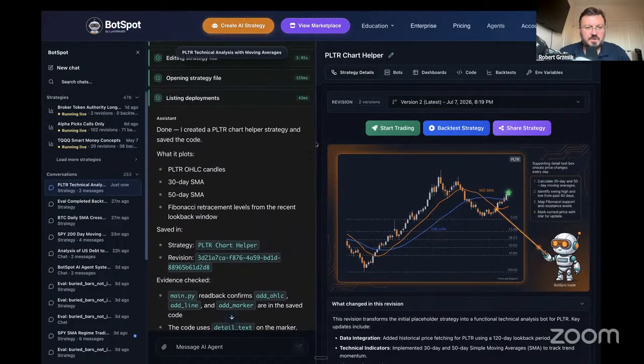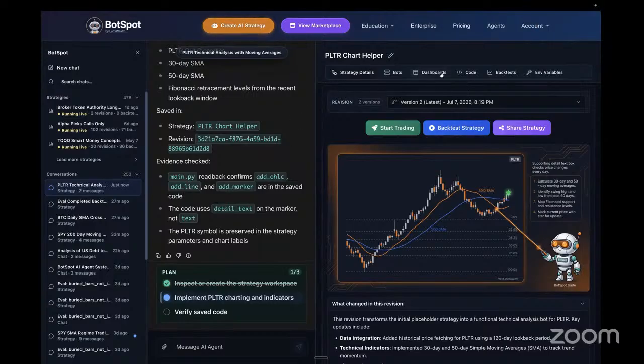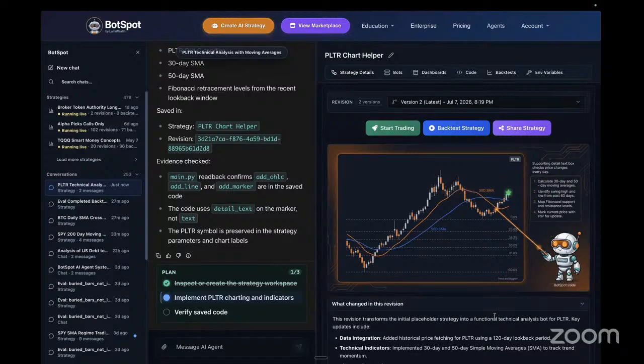Yeah, create a Palantir chart helper strategy. So it created a strategy, but that's not what we would want here. No, but it looks similar, right? You see that? It looks similar when it crosses. Yeah, this is an image of what it would look like.